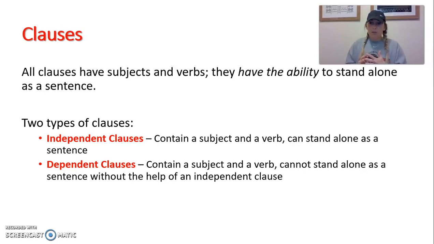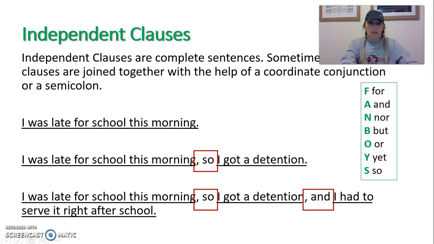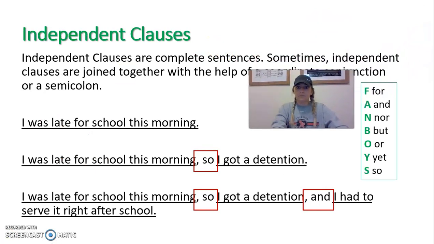Dependent clauses are really what we're focusing on today, and dependent clauses still contain a subject and a verb, but they cannot stand alone as a complete sentence without the help of an independent clause, and we'll get to some examples in a second. But first we're going to talk about independent clauses.